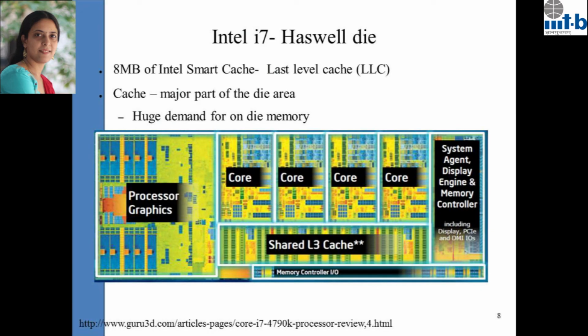Another interesting thing to note is this picture of an i7 Haswell core. These days processors have multiple cores, and each of these cores will have a cache of its own.